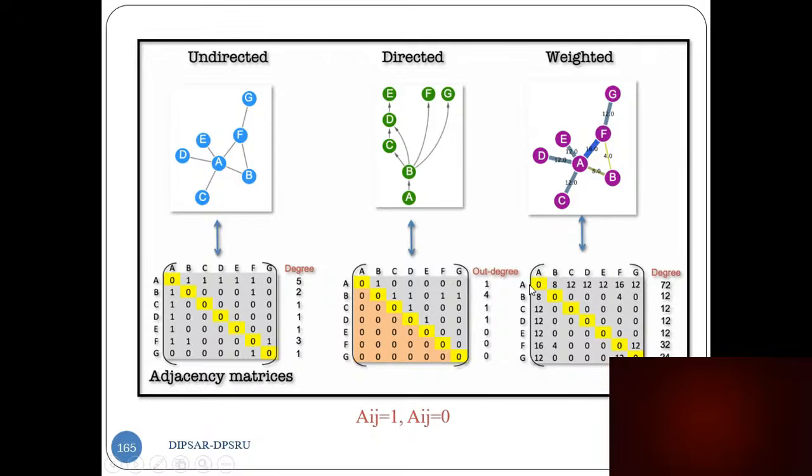You can see that A to A is 0, but A to B is 8. The weightage between A and B is written as 8, so that's why I am writing 8 here. Getting my point?